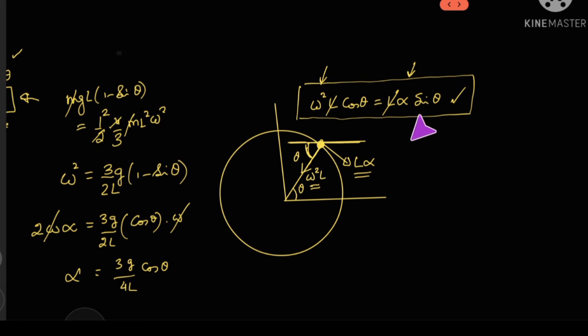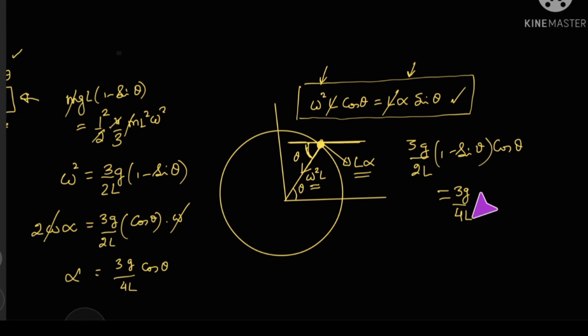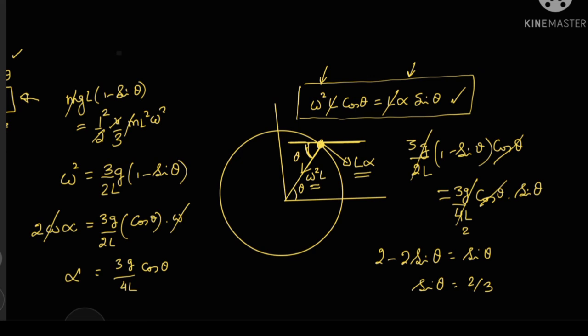So we now have 3g by 2L times (1 minus sine theta), this omega square, times cos theta, equal to alpha, which is 3g by 4L, times cos theta into sine theta. So this is the expression. Now we have to solve this. Cos theta gets cancelled. So we have 2 minus 2 sine theta equals sine theta. So from here sine theta is 2 by 3. So this happens when sine theta is 2 by 3.